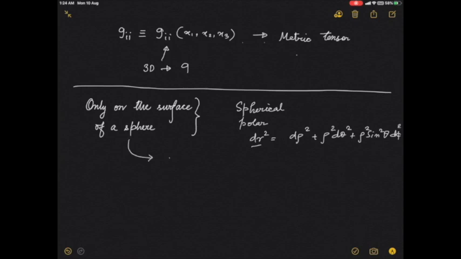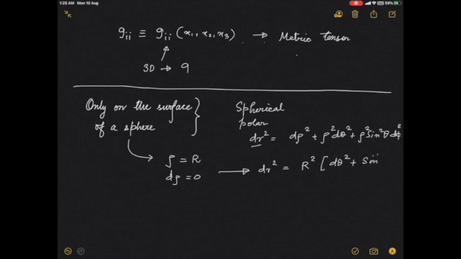So on the surface of a sphere, rho is constant, so it's r. So what is d rho? Obviously it's 0, right? If it's constant, you do the derivative, it's 0. So on the surface of a sphere, dr square, d rho square is 0. This is capital R square. So this is just R square times d theta square plus sine square theta d phi square.